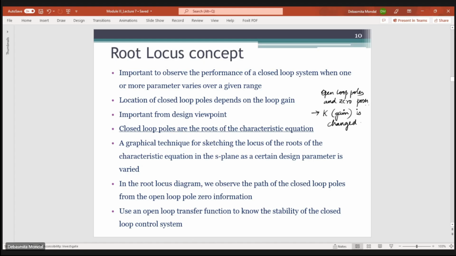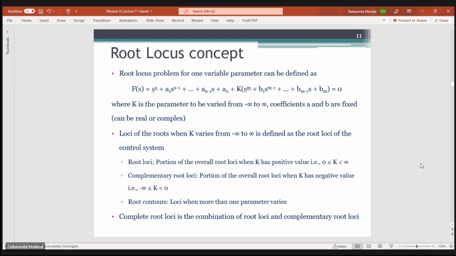So we can simply find out information about the relative stability of the system from the root locus plot. We'll come to that in a couple of slides. Before going to the root locus thing, let me say something else.